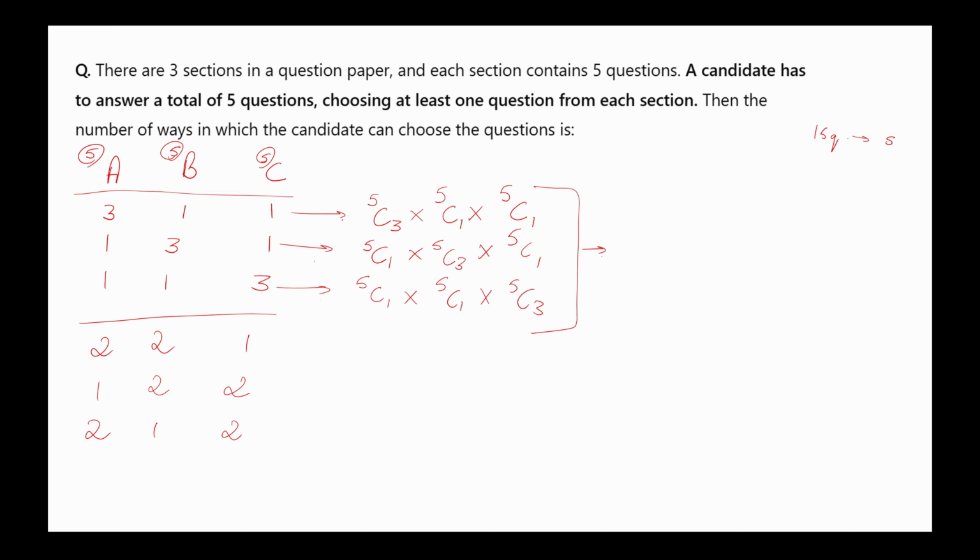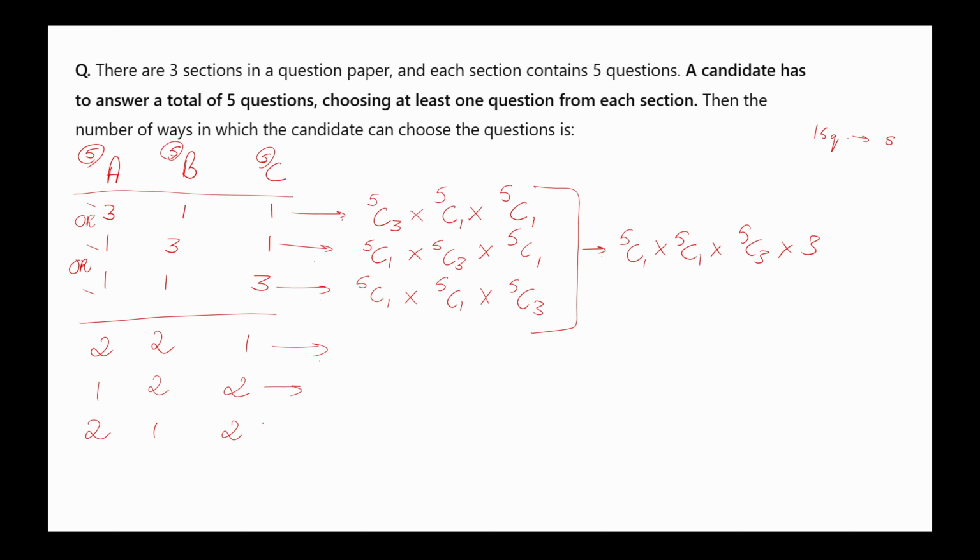Since these are combinations, this can be either this or this. Either this is the combination that I'm choosing, or this is the combination, or this is the combination. That means I will have to add all these combinations. So if I add all these combinations, what would it become? It can be written as 5C1 into 5C1 into 5C3 into 3. Since all these 3 are same only, I can directly write it down in that format.